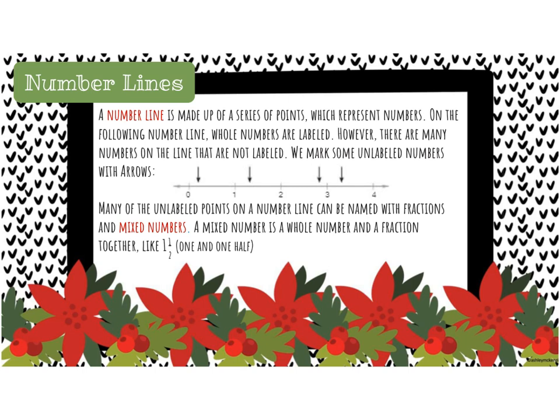On this number line, whole numbers are labeled, so from 0 all the way to 4. But the thing I want you to notice is that there are arrows in between. So that's representing all of the numbers in between the whole numbers, which means that we could have fractions. We could also have some mixed numbers as well. Well, what is a mixed number?